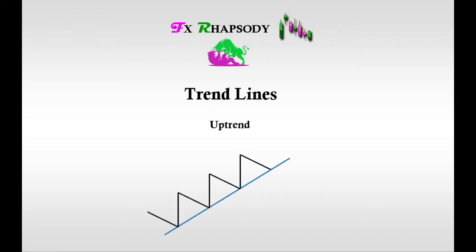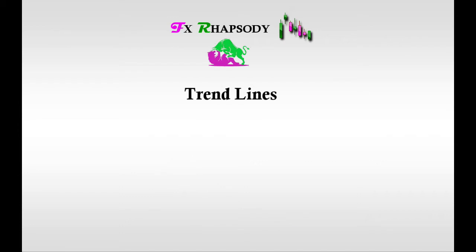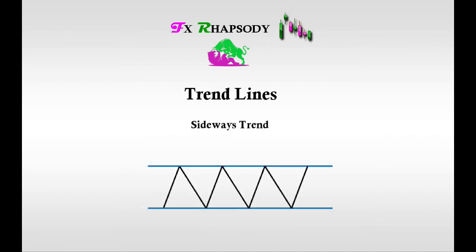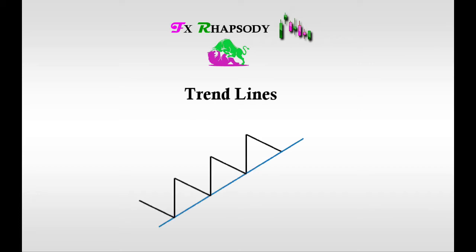There are three types of trend lines. You get an uptrend with your higher highs and higher lows, and then you get a downtrend with your lower highs and lower lows. And then you also get a sideways trend, which I call a consolidation phase in the market. It takes at least two tops or two bottoms to draw a valid trend line, but it takes three to confirm a trend line.